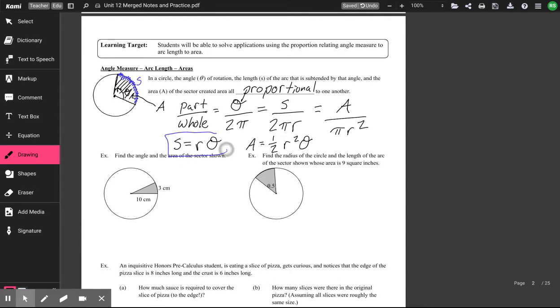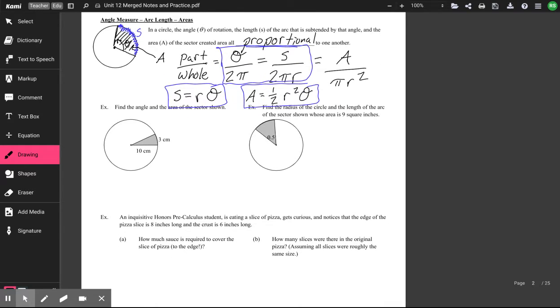So where do these formulas come from? If you set these two equal to each other, for example, cross multiply, and solve for s, you would see that the 2 pi's cancel, and you would end up with r times theta. We could set the second two proportions equal to each other, which we already know they are, since they're proportional. Cross multiply, solve that equation for A, and we're able to derive these formulas from the proportions. So as you work through these examples in the next couple problems, we can do this as part over whole or use our formulas as well.